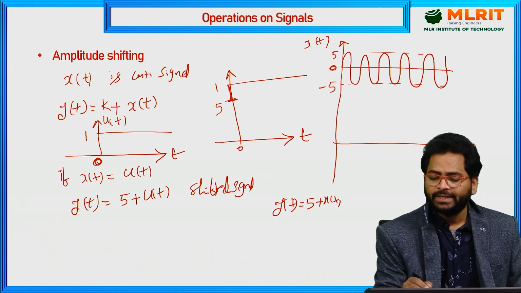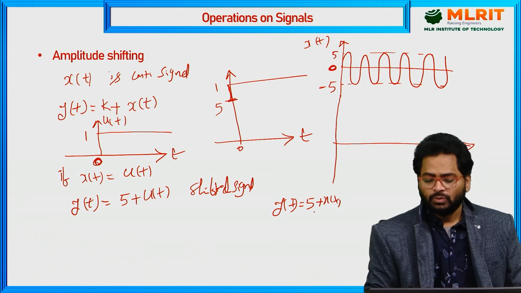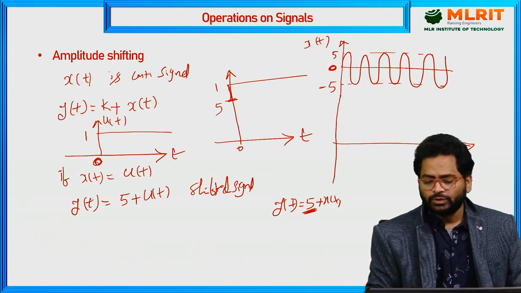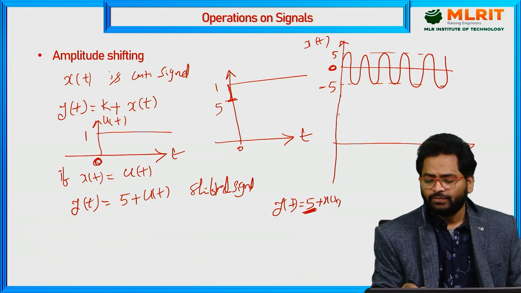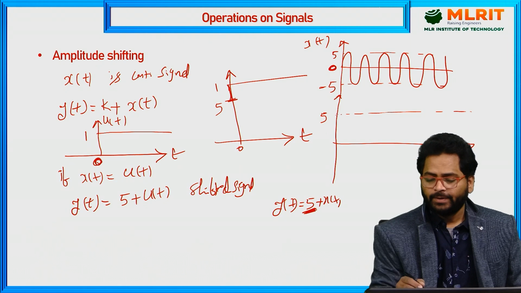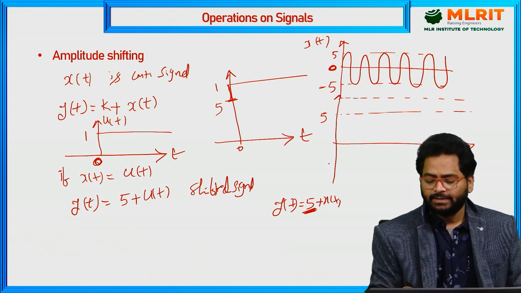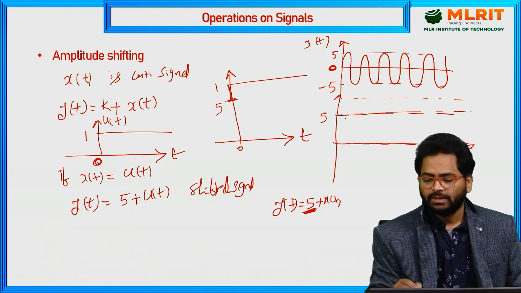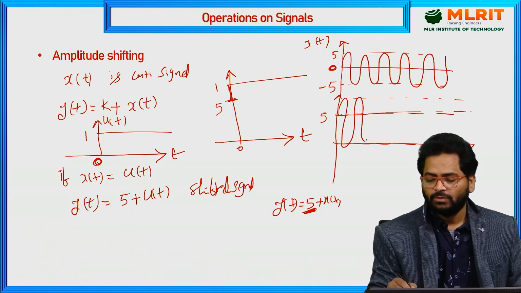Initially the midpoint is 0, right? Now the midpoint will move to 5 units. This is the 5th line. I mean the amplitude is at the 5 line for this signal. Now 5 plus 5 is 10, the 10th line, and 5 minus 5 is the zero line. Let it be like this. So your signal will look like this.